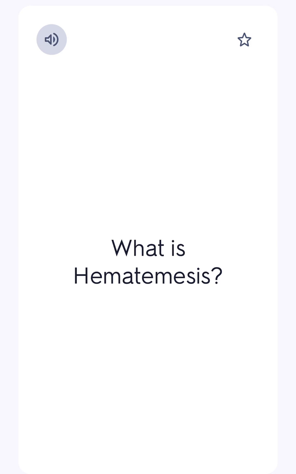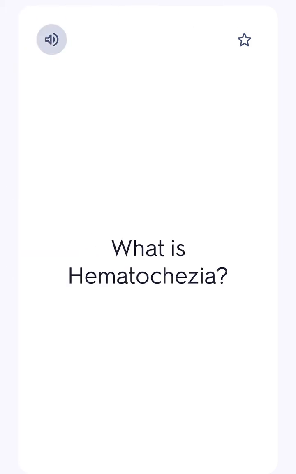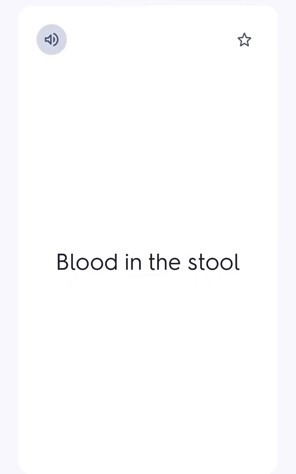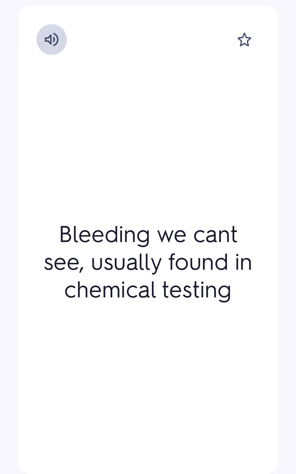What is hematemesis? Vomiting blood. What is hematochezia? Blood in the stool. What is melena? Discolored stool. What is occult bleeding? Bleeding we cannot see, usually found in chemical testing.